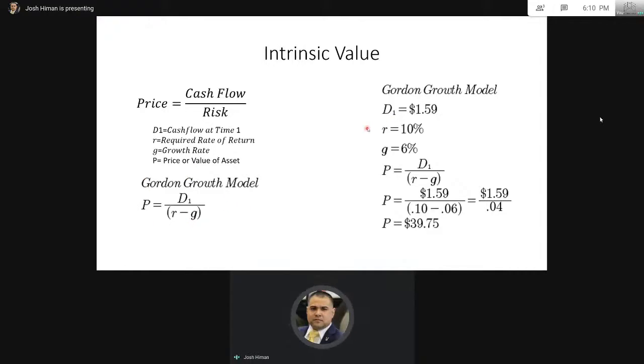So let's use an example here. D1 is $1.59. This $1.59 could be a $1.59 dividend, it could be $1.59 million, it could be $1.59 billion. It doesn't make a difference; there's no difference in the scale. So we have a rate of return of 10% and a growth rate of 6%. We come down here, we do the math: 1.59 over 0.04, and we get a price of 39.75. Not too complicated, right?